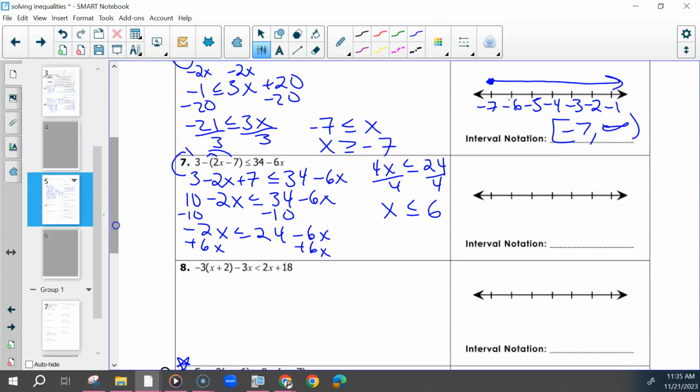Then make your number line. Would this be open or closed? Closed. Going to the left or to the right? To the left. Everything less than or equal to 6. Right? Where does this one start? Negative infinity. And ends at 6. Would that be parenthesis or bracket? Are there any others we want to see and go over on this page? Or anything we have questions about?